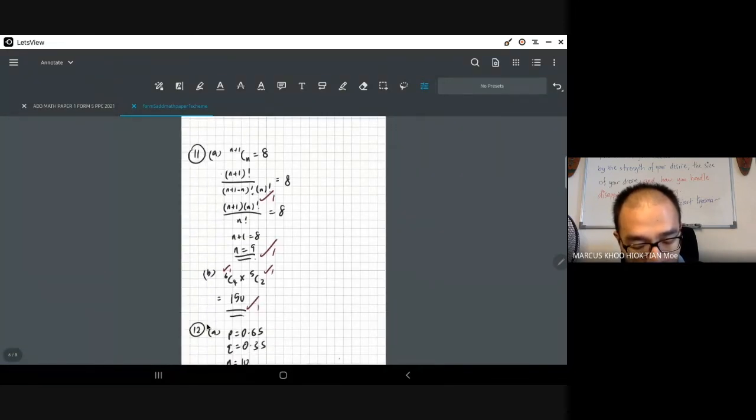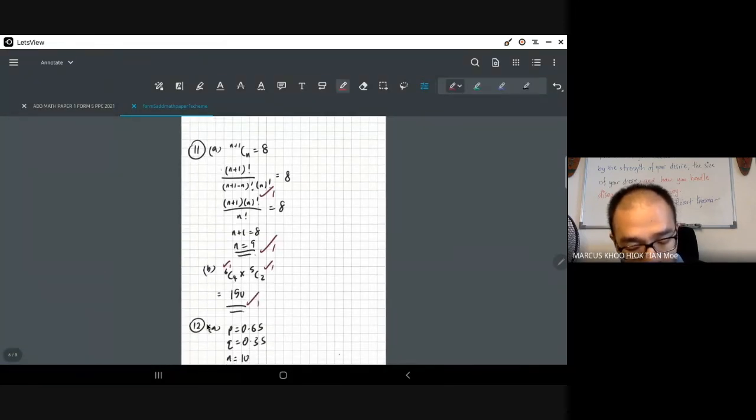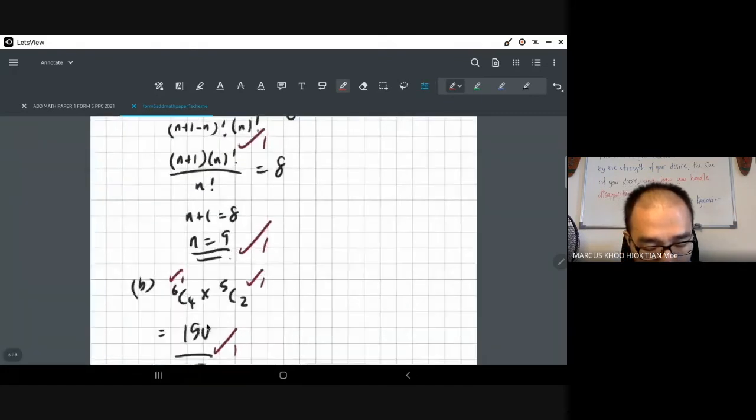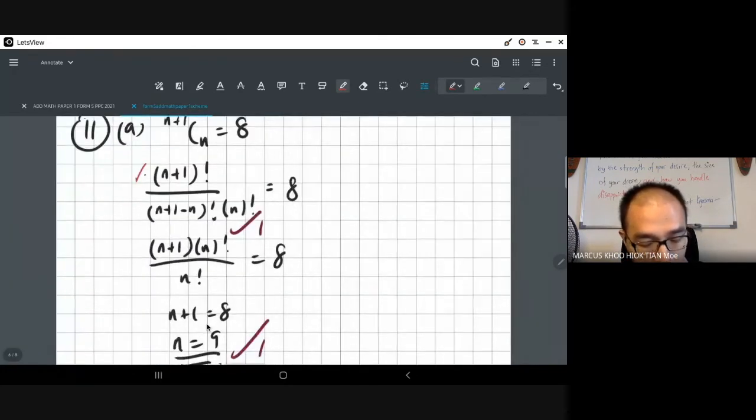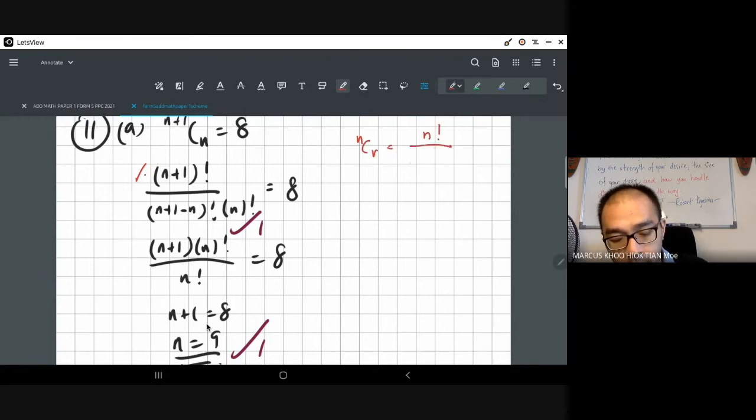Okay, we get n plus 1. Let me make this bigger. Okay, n plus 1 factorial over n plus 1 minus n factorial times n factorial, because the formula, okay, is nCr equals to n factorial over n minus r factorial times r factorial. Okay, so we get this.